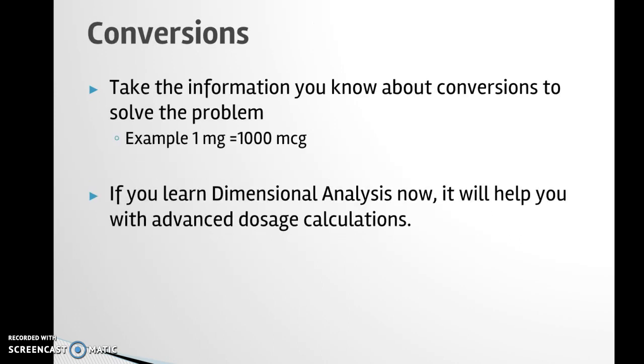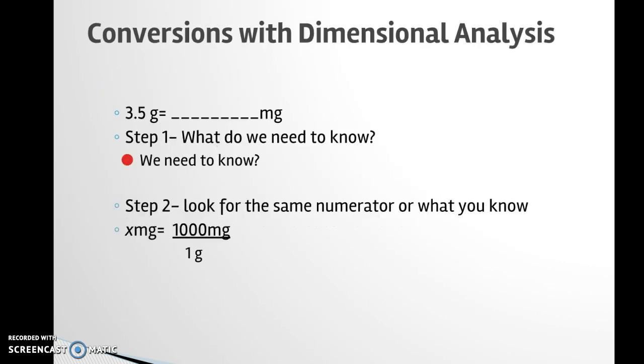Okay, so we're going to talk about conversions for just a minute. If you remember from the first podcast, I told you you're going to have to take the information you know about conversions to solve problems. For example, you're going to have to know that 1 milligram is 1,000 micrograms. When you get your dosage calculation test questions, it's not going to give you this information. You're going to need to know it and plug it into the formula. It's just going to help you with your advanced dosage calculations. So memorize your conversions from the second podcast is the whole point of this slide. So we're going to start.